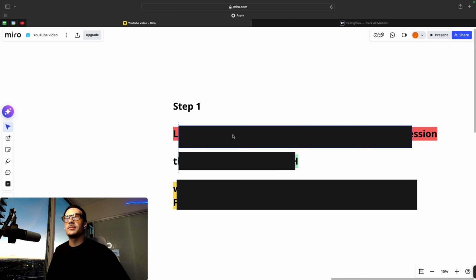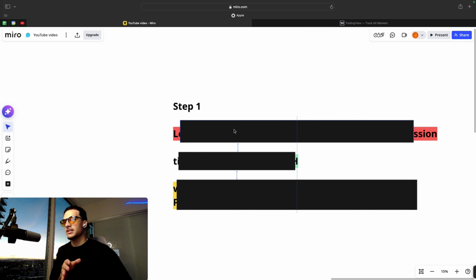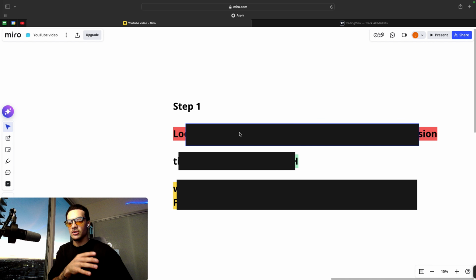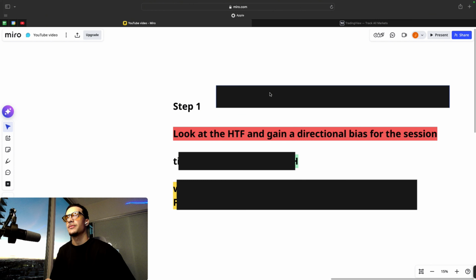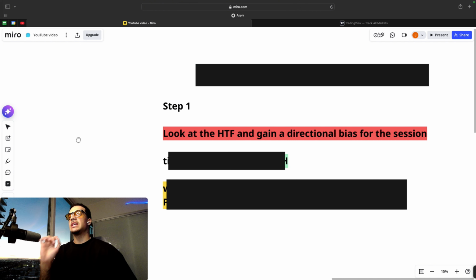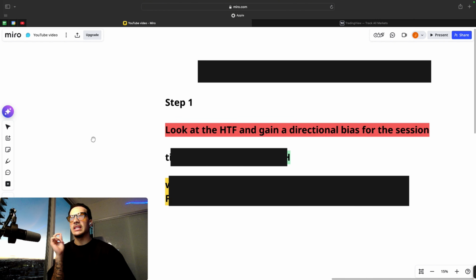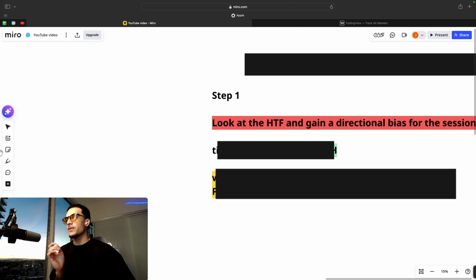Okay, so when it comes to step 1, it's very important that you guys are paying attention here, because if you cannot understand this, you're not going to be able to understand step 2 and step 3. So the first thing we need to do is look at the high time frame and gain a directional bias for the session, right? So we're going to be looking at the time frames, 1 hour to about the daily time frame typically.